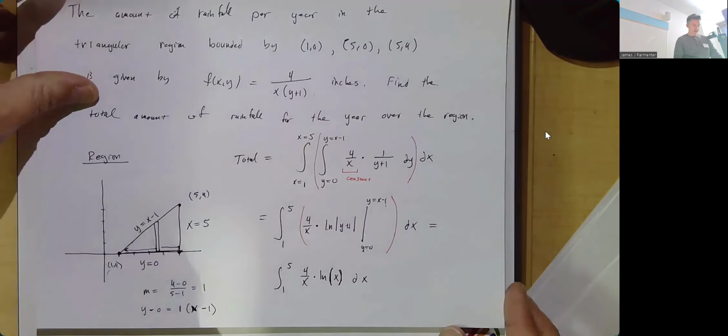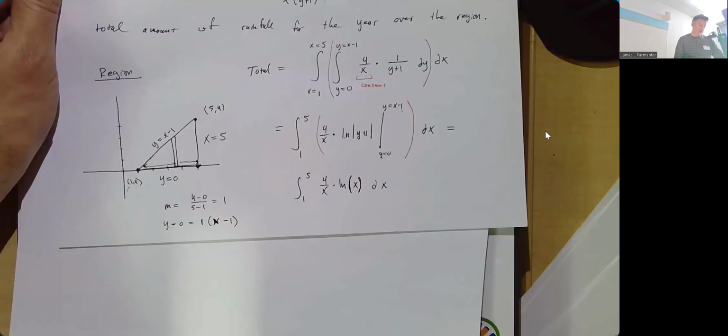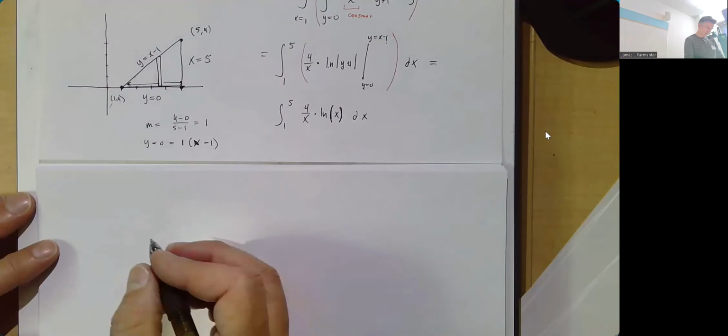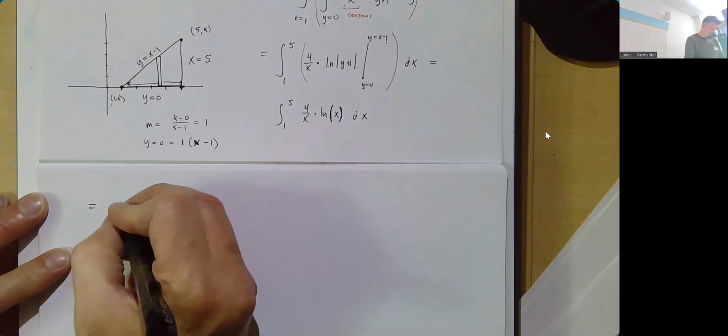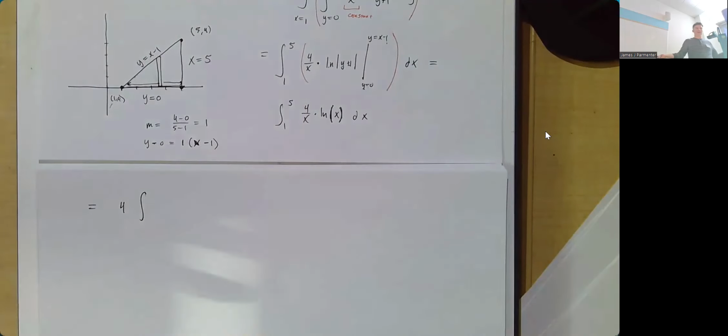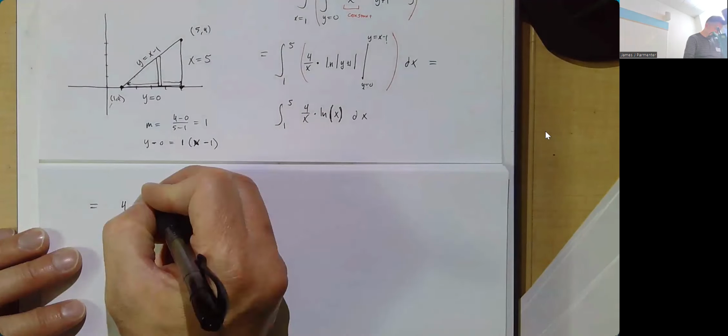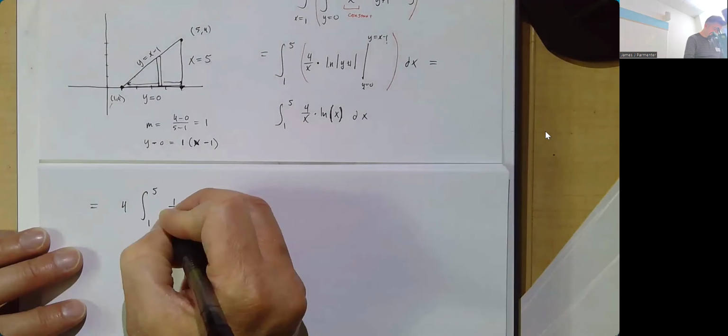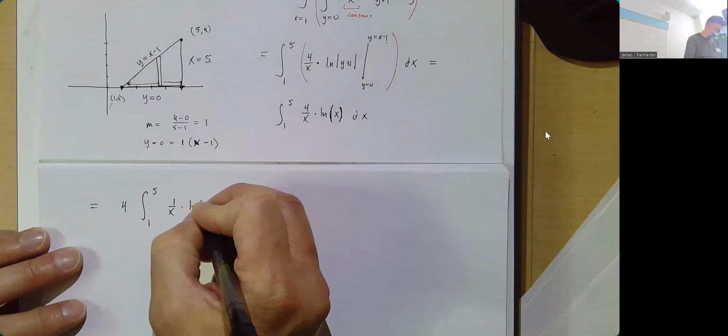Okay. So now I would probably rewrite this in the following way. I'd probably rewrite this integral as 4 times, I probably should have brought the 4 out from the very beginning, all the way out in front. I didn't. The integral from 1 to 5 of 1 over x times the natural log of x times dx.